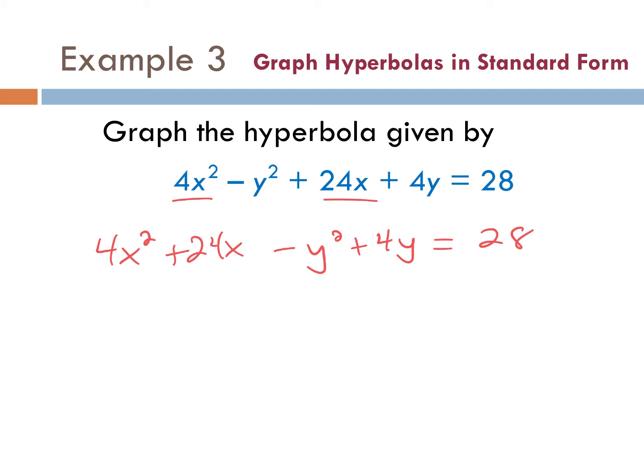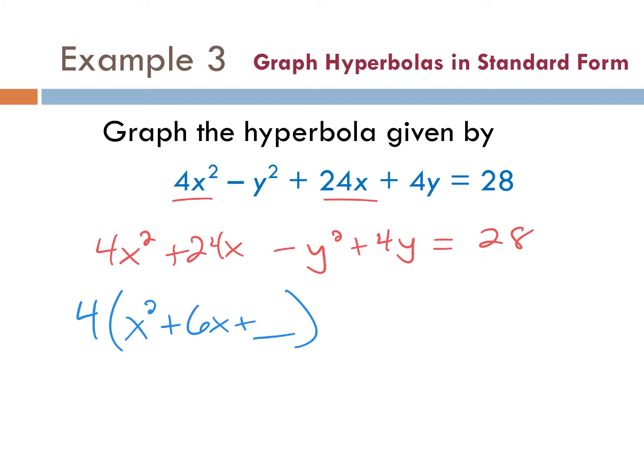And then what we're going to want to do is complete the square for the x variable and complete the square for the y variable. When you complete the square, remember, if there's any coefficients, we have to factor that out first. So if I factor out the 4, what I'm left with on the first two terms would be an x squared plus 6, and then I'm setting myself up for completing the square there.